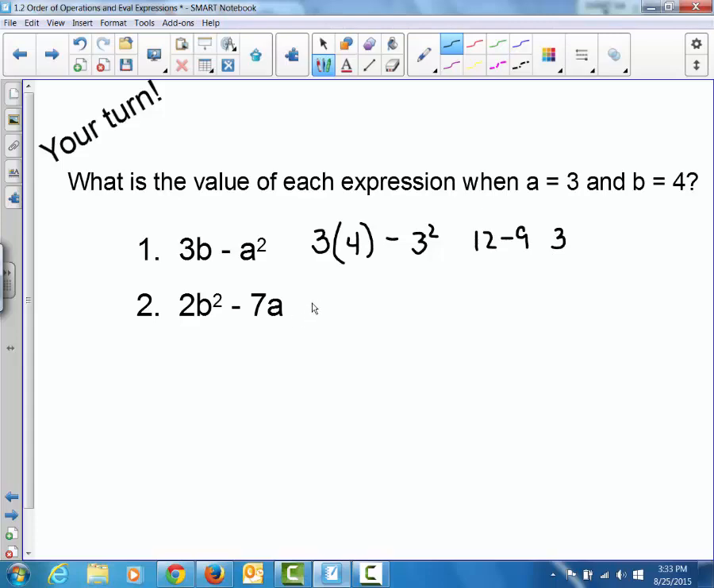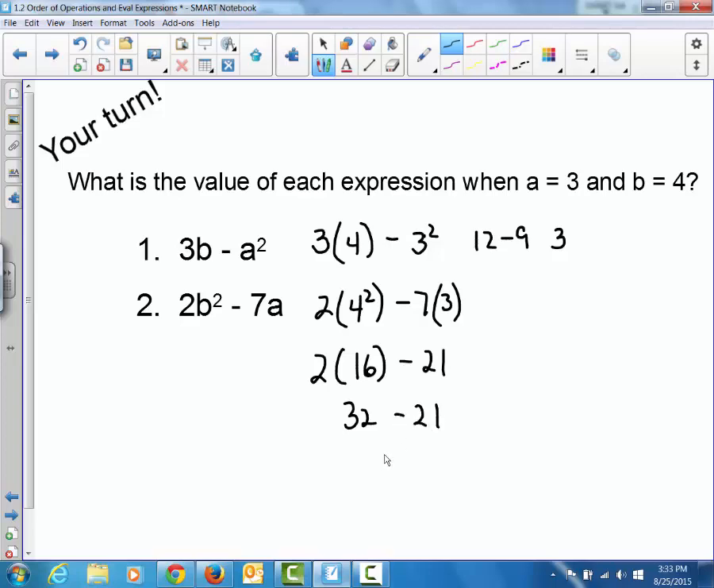Did you get it? All right, so now the second one. We've got 2 times b, which is 4, squared, minus 7 times a, which is 3. Okay, that gives us 2 times 16 minus 21. And that gives us 32 minus 21, and that gives us 11. Okay, very good.